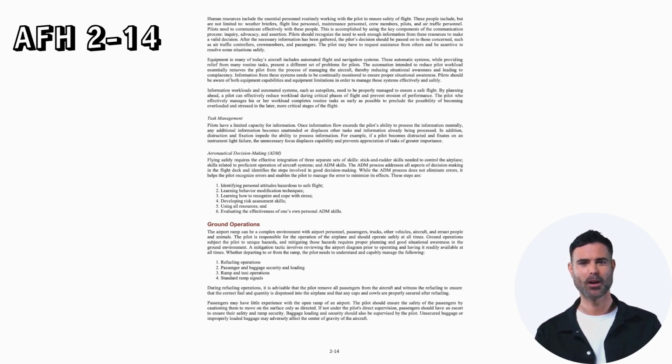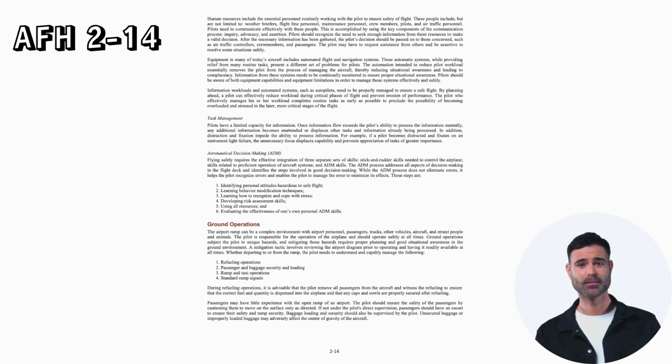These steps are: 1. Identifying personal attitudes hazardous to safe flight. 2. Learning behavior modification techniques. 3. Learning how to recognize and cope with stress. 4. Developing risk assessment skills. 5. Using all resources. And 6. Evaluating the effectiveness of one's own personal ADM skills.